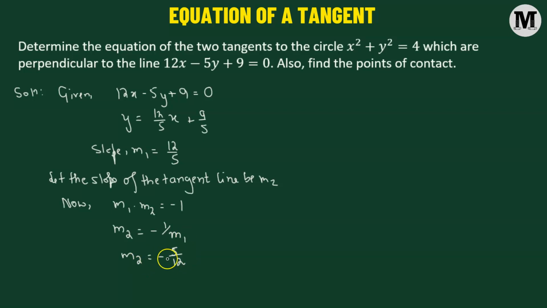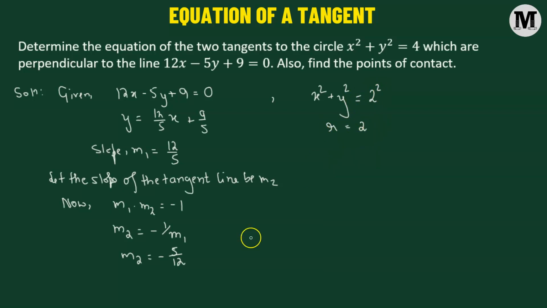So now we have the slope of the tangent line, and this will also be the slope of the other tangent line, because the two tangents are going to be parallel to each other. Next, we will use the equation of the circle to find its radius. Here we have x squared plus y squared equals 4, but 4 can be expressed as 2 squared, which means the radius is equal to 2 units.